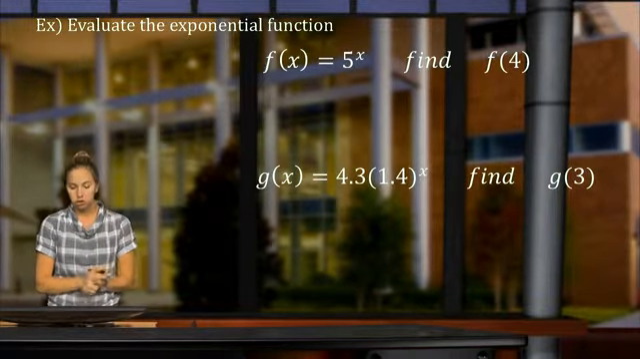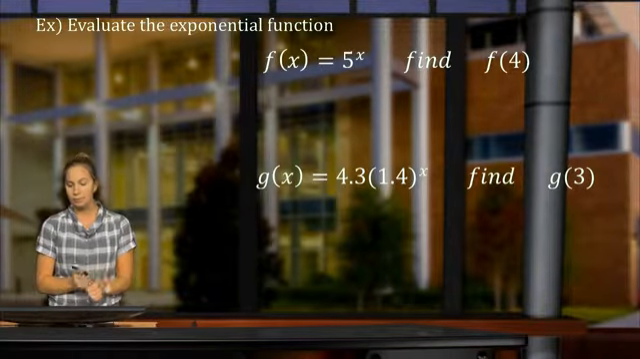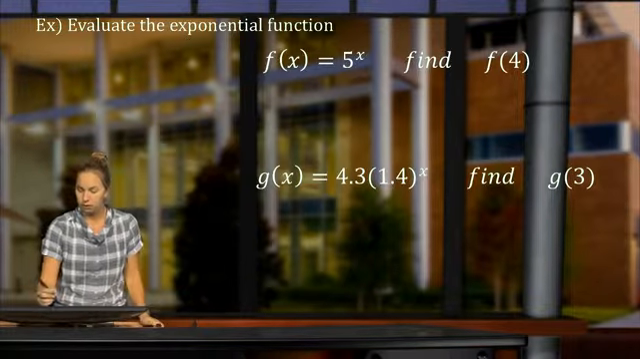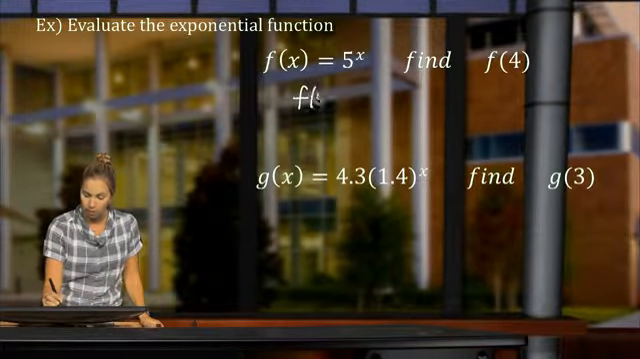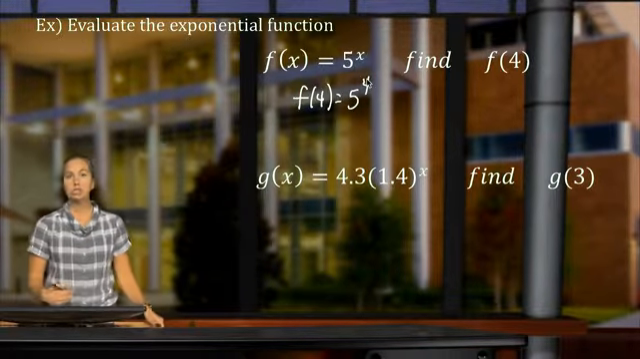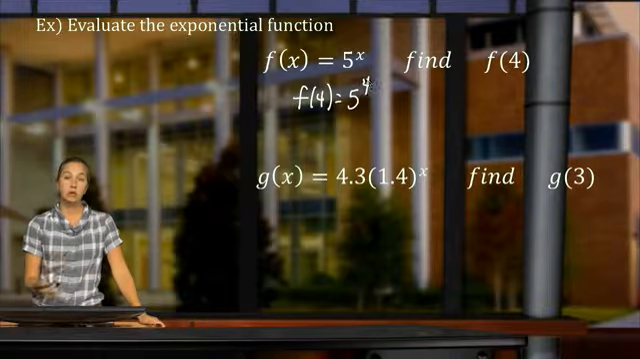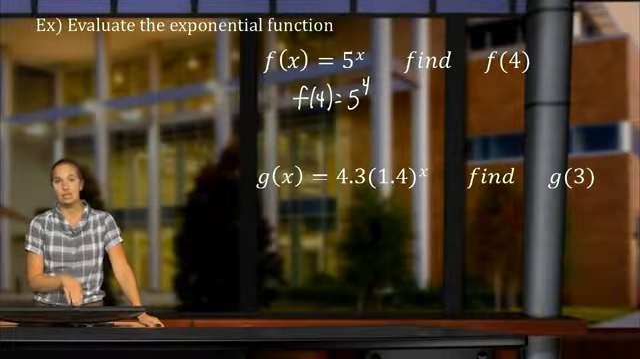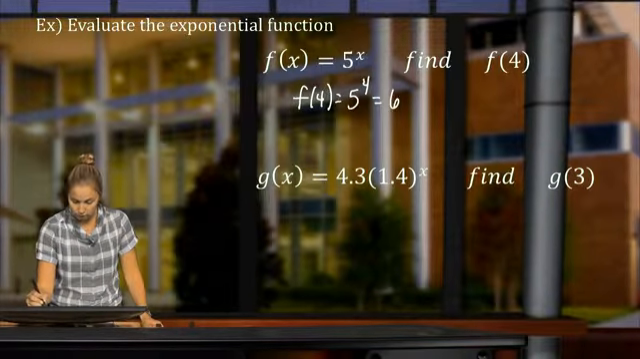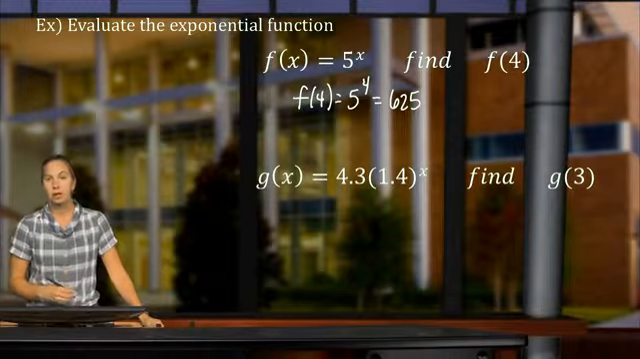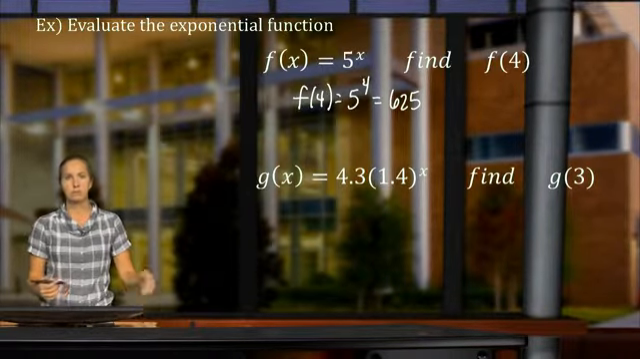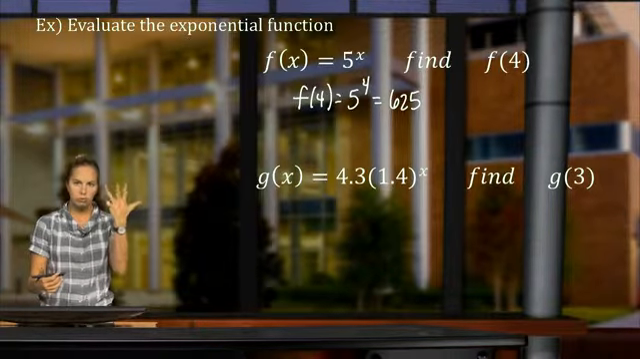Evaluate an exponential function. F of x equals 5 to the x. We want you to find f of 4. So that tells me that we want to plug in 4 for x. So f of 4 is 5 to the 4th power. Now you can use your calculator to do this. If you don't know the buttons that you're going to use, bring it to class and we'll look at your calculator individually. But 5 to the 4th is 625. Now if you didn't have a calculator, you can still do this by hand. 5 to the 4th is 5 times 5 times 5 times 5. So 4 5s being multiplied.